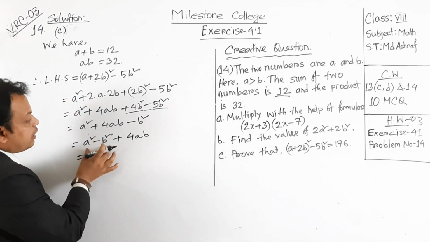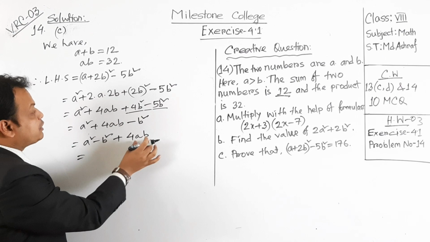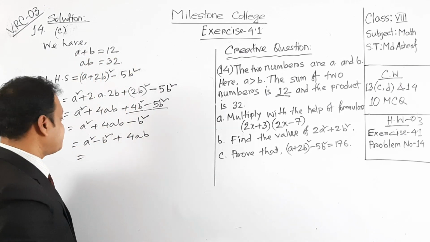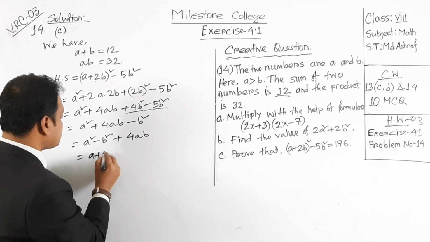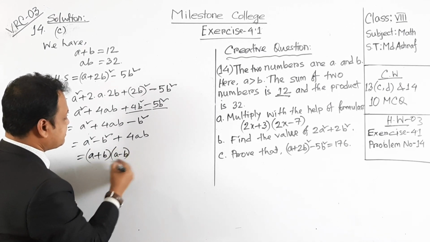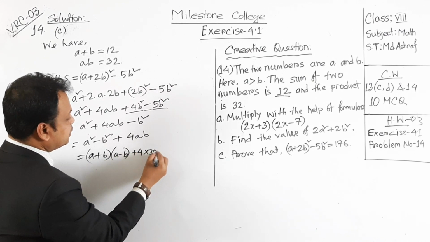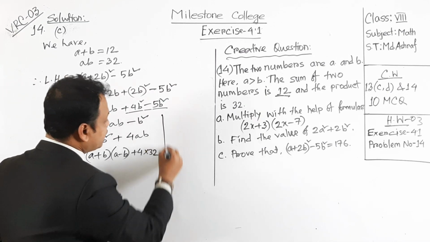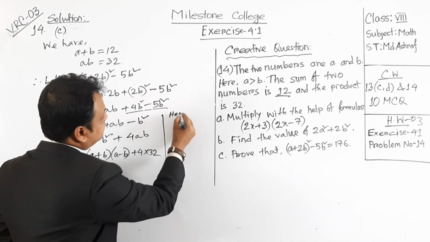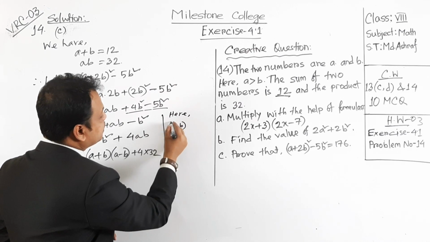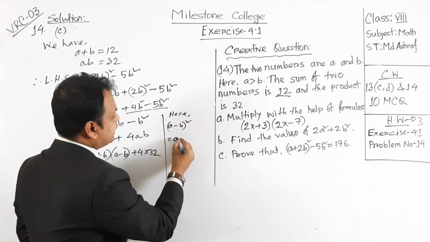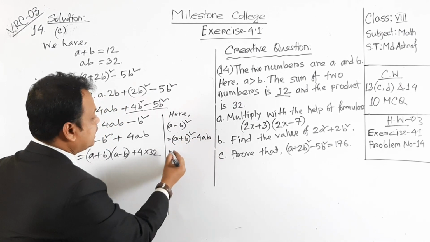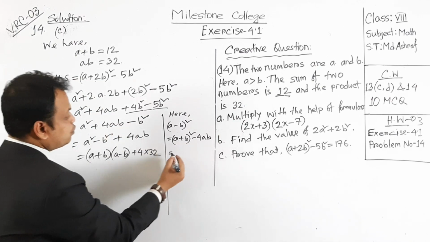Now we can find the value of 4ab because we know the value of ab. But what is the value of a square minus b square? a square minus b square equals (a plus b) into (a minus b), plus 4 into 32. So how can we find the value of a minus b? By using the corollary: a minus b whole square equals a plus b whole square minus 4ab. Now what is the value of a plus b? 12 square.